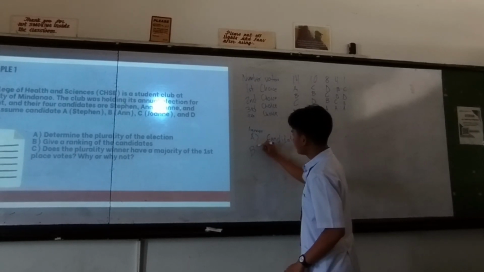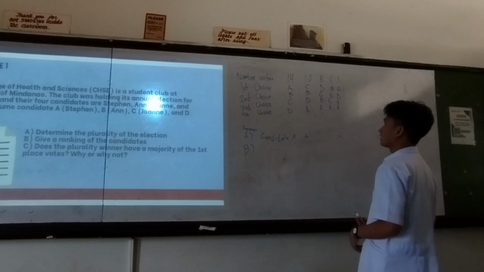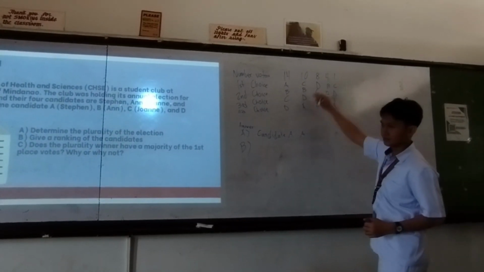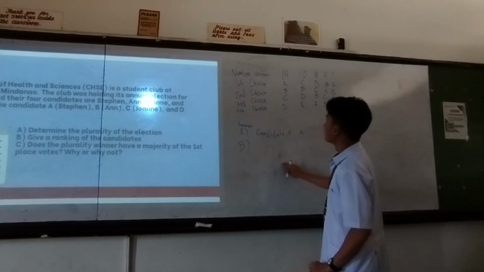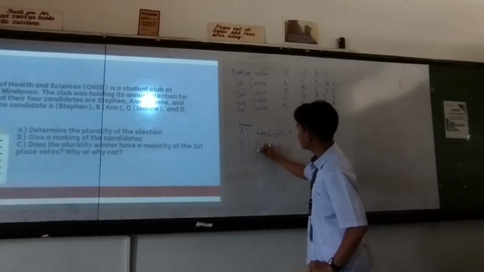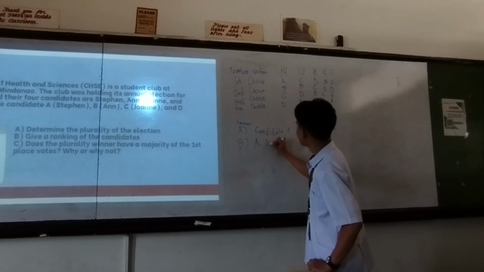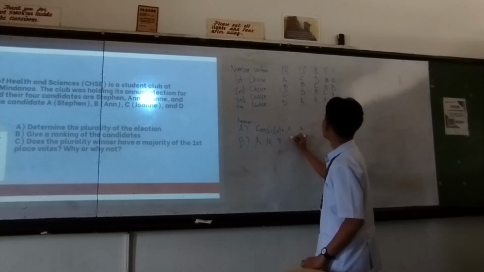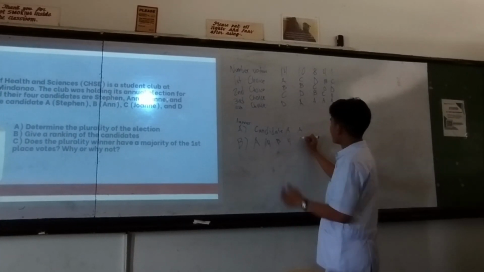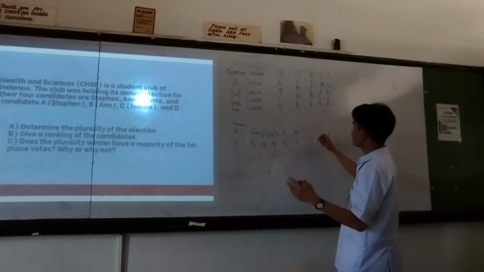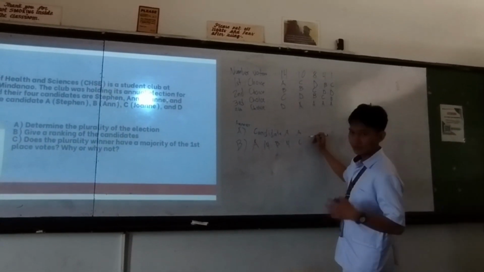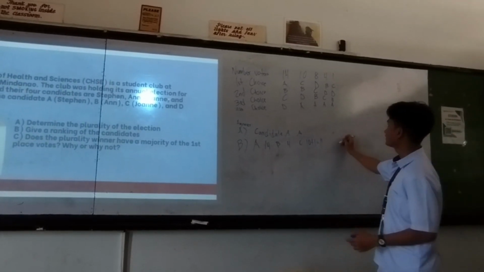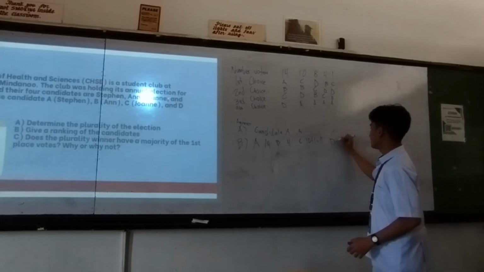Now, when we give the ranking of each candidate, let's just identify based on these votes. A is 14, B is 4, C appeared 2 times, which is 10 and 1. So we are only going to add 10 plus 1, which is 11. And lastly, D is 8.